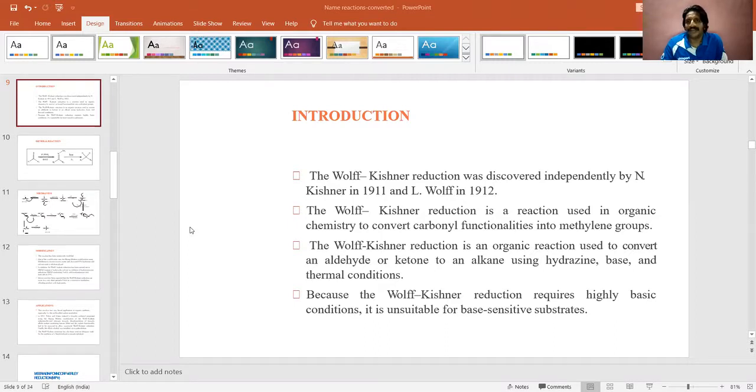As the name indicates, it was discovered independently by N. Kishner and L. Wolff, that is Nikolai Kishner and Ludwig Wolff, in 1911 and 1912 respectively. So this reaction is used for reduction of carbonyl compounds into corresponding alkanes in the presence of hydrazine and base.